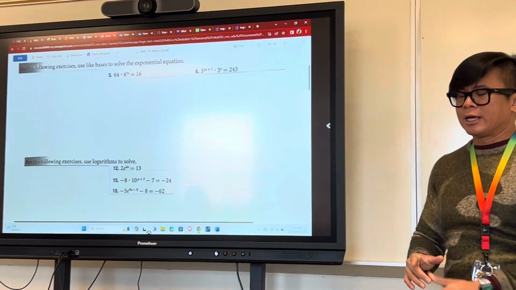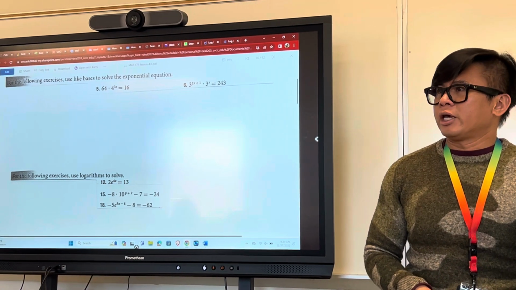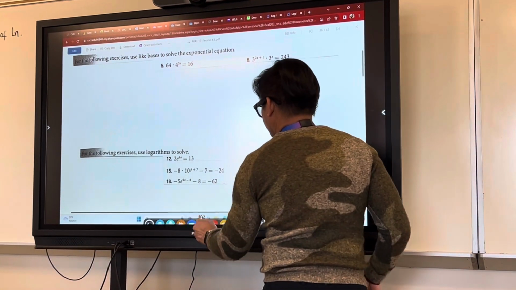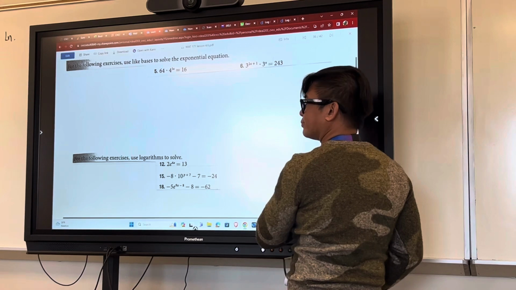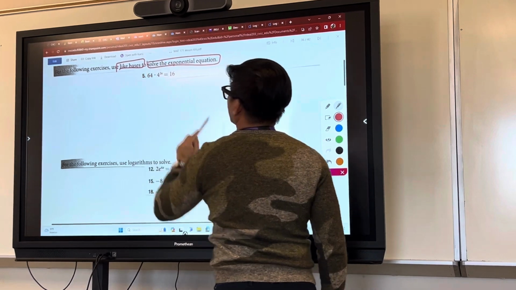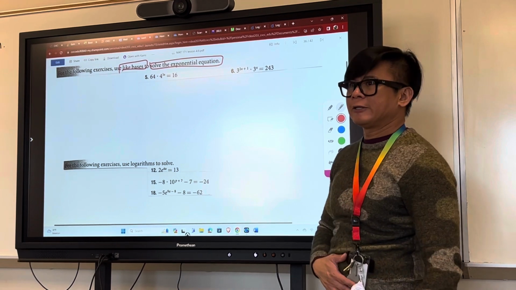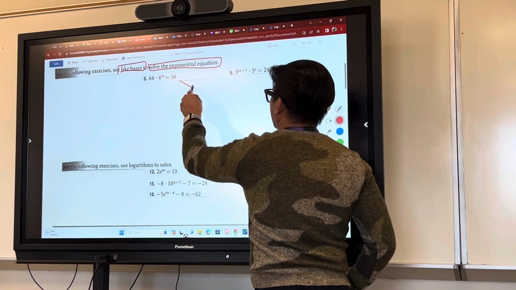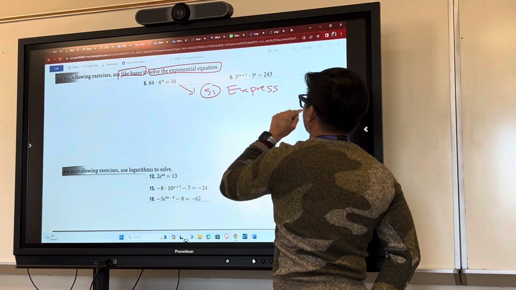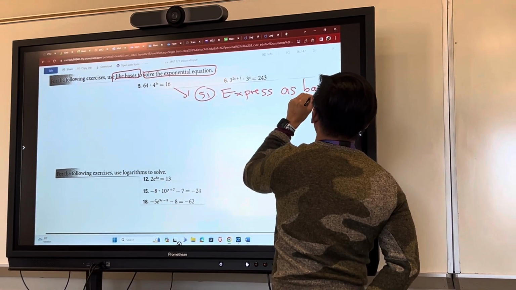Okay, so here it is. Let's read the first instruction. Marguerite, go ahead, please. Use like bases to solve the exponential equation. Like bases. So what's the base here for number 5, for example? 4, right? So step 1, express everything in terms of what? Base 4. Very good.